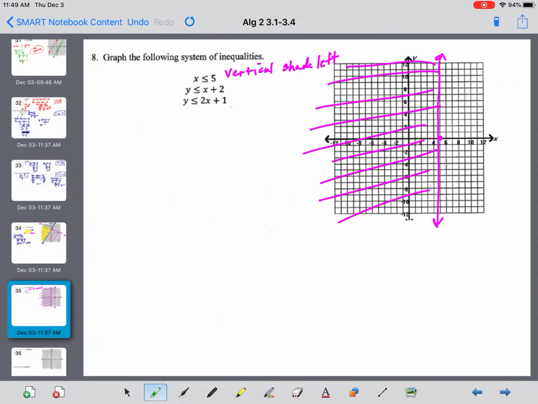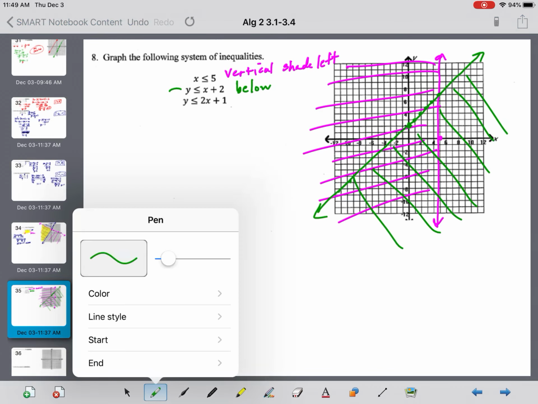All right, switch colors on you here. A little bit green for this one. This one's going to shade below. Actually, both of these are going to shade below. All right, x + 2. So intercept at 2, slope of 1, up 1 over 1, up 1 over 1, up 1 over 1. All right, solid line that thing. And I'm going to shade below that, so I'm shading this way off the green. So right now I've got some green and pink overlap.